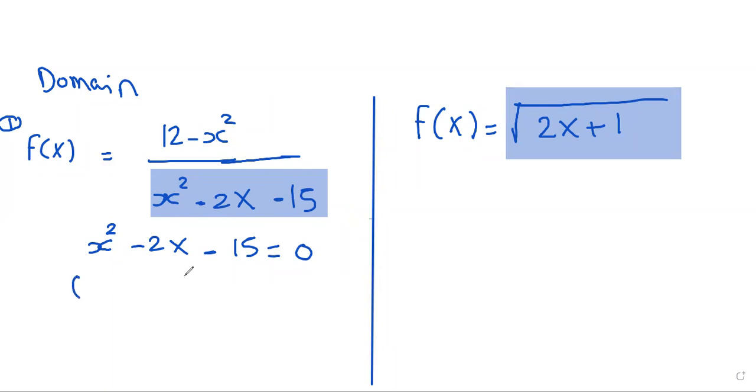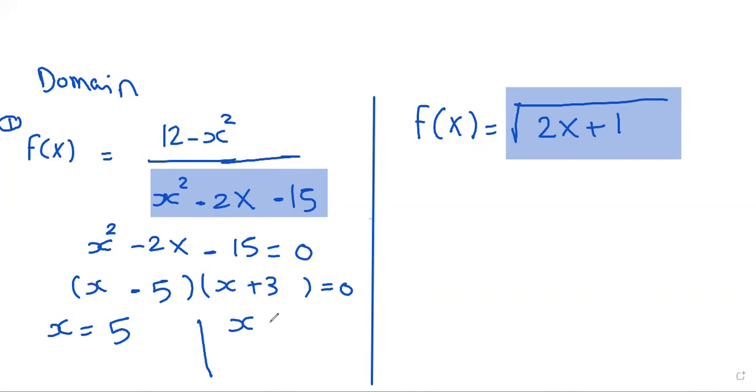Okay. Then we are going to factorize. It will be x and x. Then two numbers, their product is minus 15 and their sum is minus 2. It's negative 5 and plus 3, equals what? 0. Then we have two solutions. We have two zeros. x minus 5 equals 0, so x equals 5, and x plus 3 equals 0. Then x equals what? Minus 3.